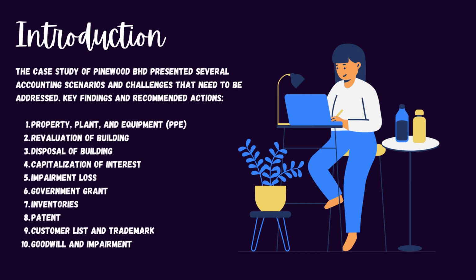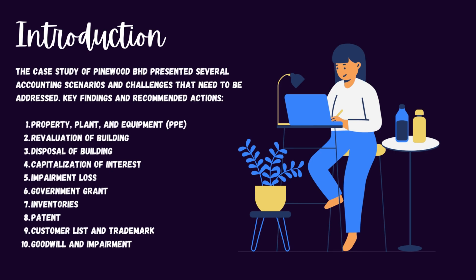For the introduction, the case study of Pinewood presents several accounting scenarios and challenges that need to be addressed. Here are the key findings and recommended actions. Journal entries should be prepared to record the expenditure incurred subsequent to the acquisition of property, plant and equipment of Pinewood in 2020, and the new cost of the building, the new annual depreciation, journal entries for revaluation of the building and disposal of the building. Next, capitalization of interest, impairment loss, and government grant received in 2020 should be recorded properly.